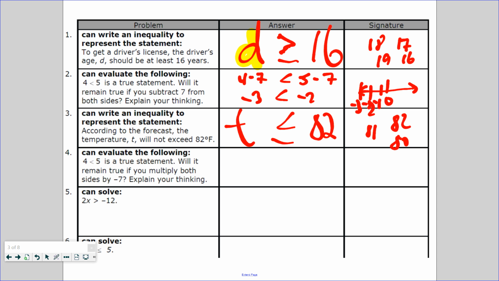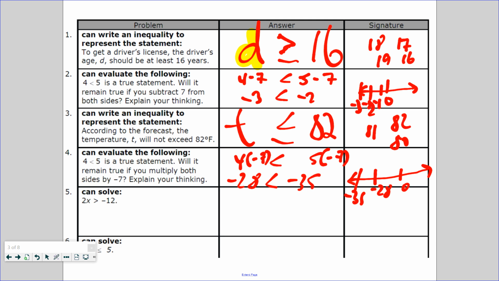Next one. Is 4 less than 5? That's true. Will it remain true if you multiply both sides by -7? 4 groups of -7 is -28. 5 groups of -7 is -35. Let's think about a number line. Here's a number line. Here's 0. Here's -28. Here's -35. Is negative 35 greater than negative 28? Is negative 28 less than? No, negative 28 is closer to 0, so it's greater. That is false.